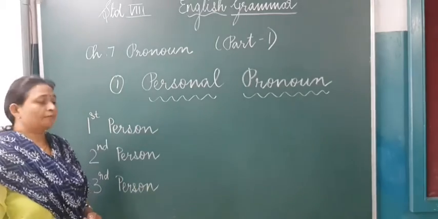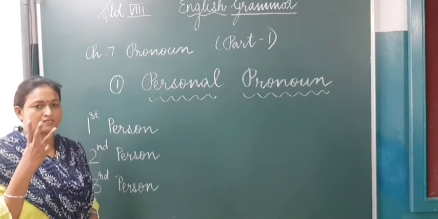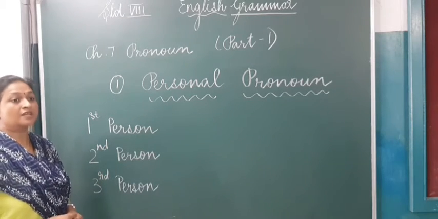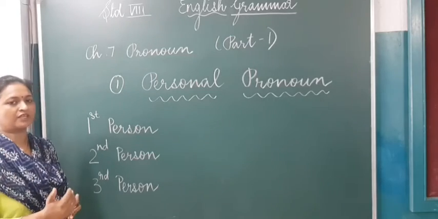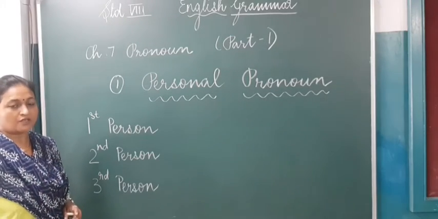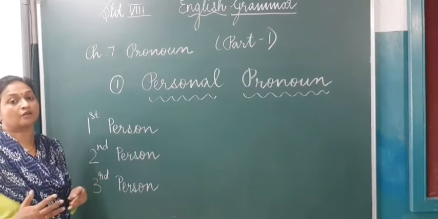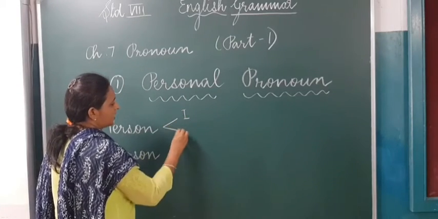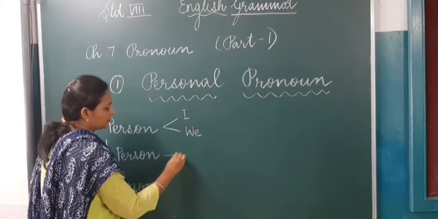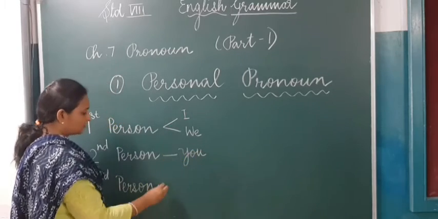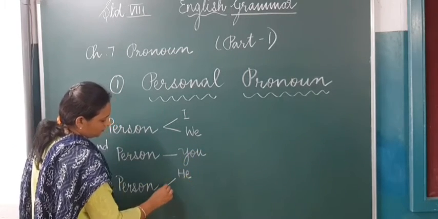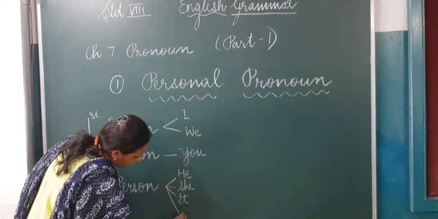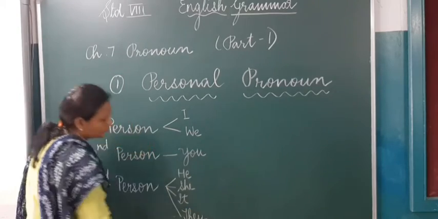Personal pronoun. Personal pronoun comprises 3 persons: first person, second person and third person. Always. See, in every conversation, every communication, we have these 3 persons. So it is a very important aspect of learning your English. So first person. First person is I and we. Second person is you. Third person is he, she, it, and last one they. So how many persons are there?